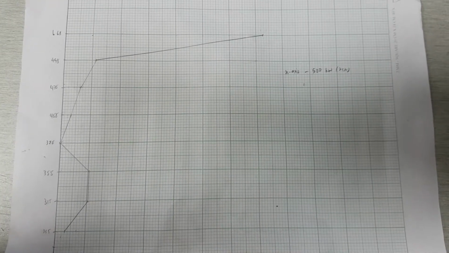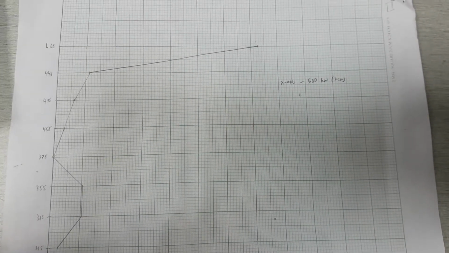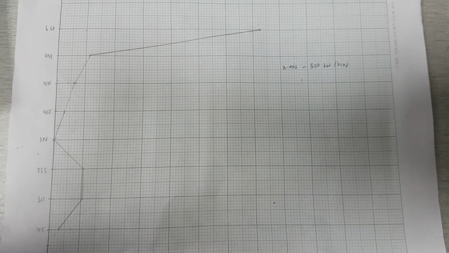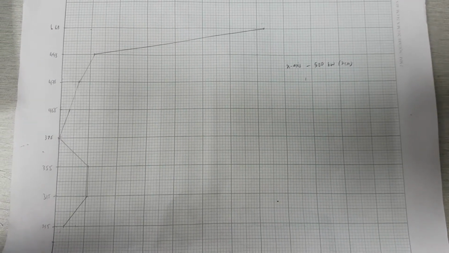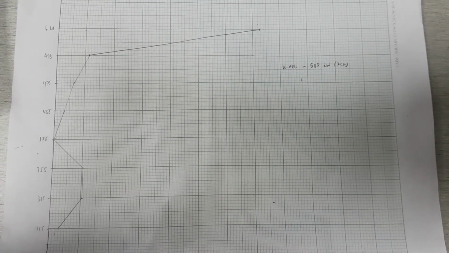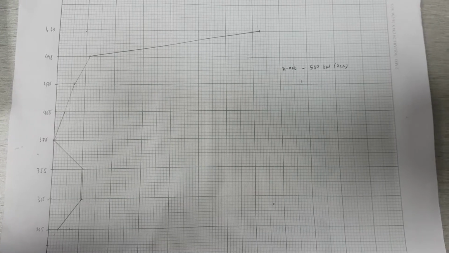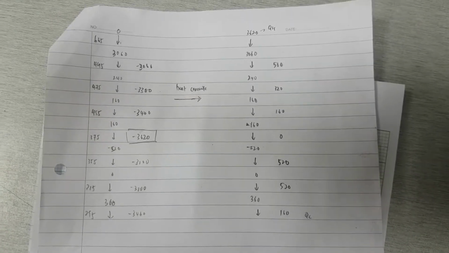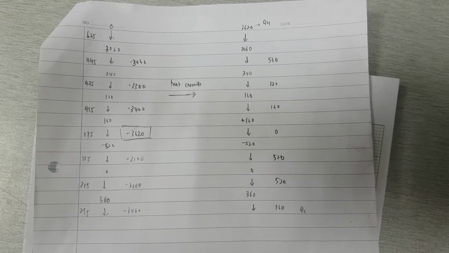So now we'll be explaining how to draw a grand composite curve. So this is an example of a grand composite curve. A grand composite curve is actually drawn by using the data from the heat cascade. So now let's have a look at the heat cascade that we have done just now. So this is the heat cascade that we have done just now.